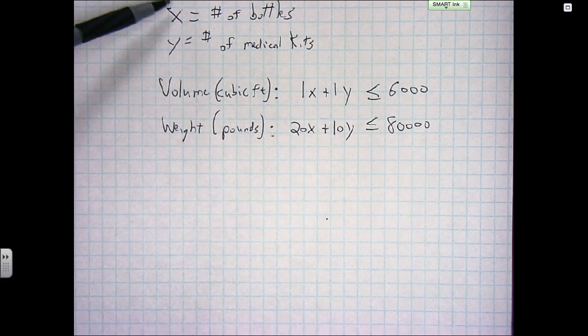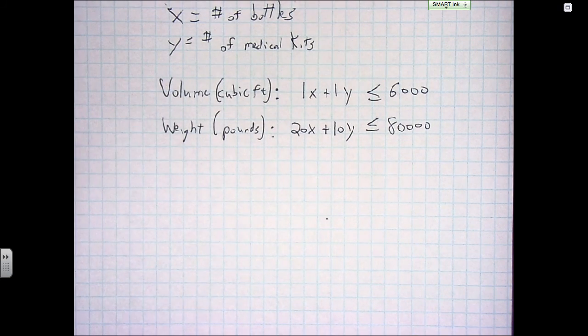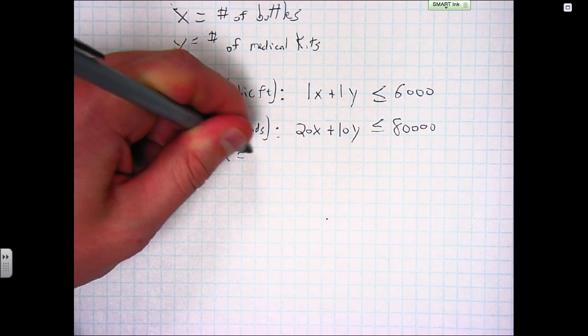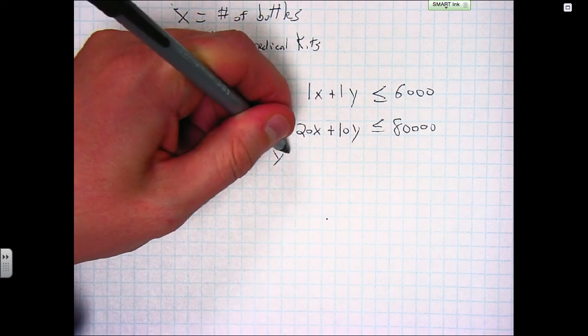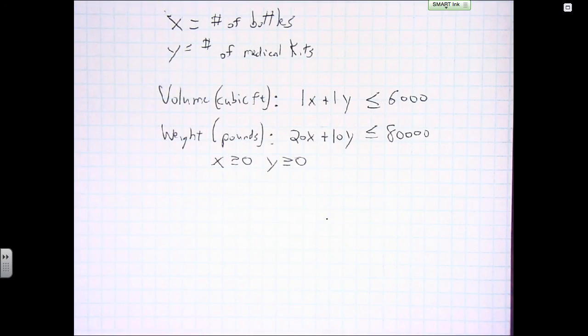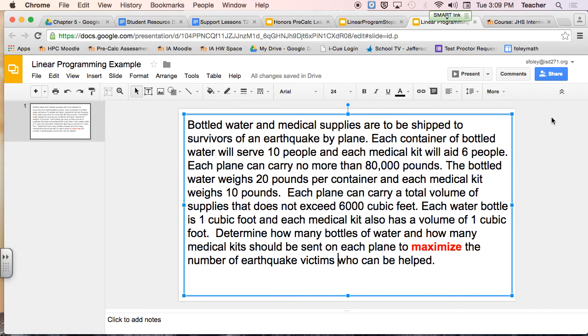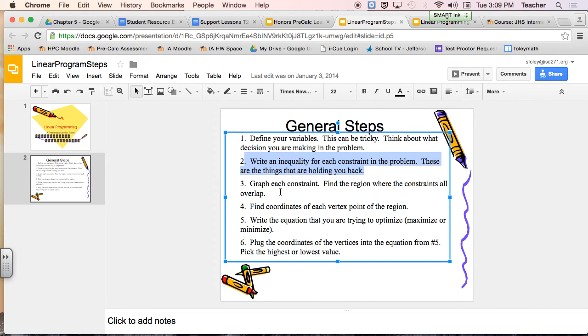So we have our variables that we're trying to decide. These are the constraints that are holding us back. And if it's not a bad idea just to remind ourselves, of course, you can't send negative amounts of anything. And so we're going to also have constraints telling me that these things have to be at least 0. Okay. So our next step is going to be to graph each constraint, and we're going to see the region where the constraints overlap.